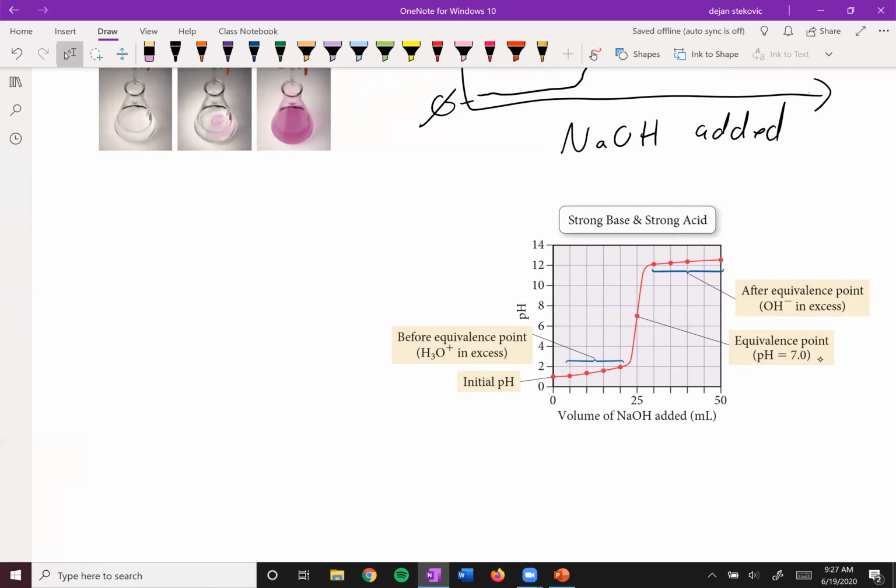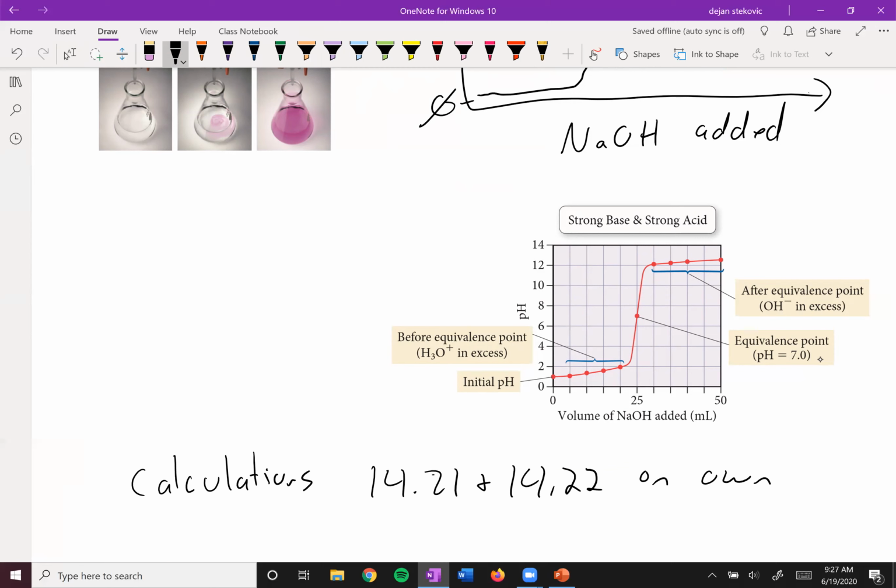You can take a look at the reverse in your book as well as weak acids and bases. Also, you want to take a look at the calculations in example 14.21 and 14.22 on your own. I won't show them just because they're a little bit tedious and not too difficult. You just want to work through them so that you understand how to do these calculations.